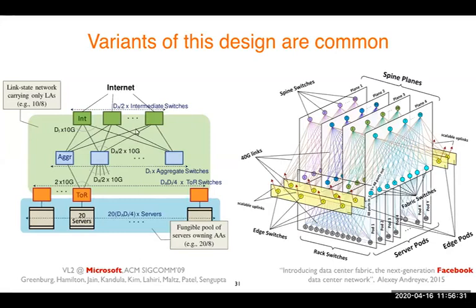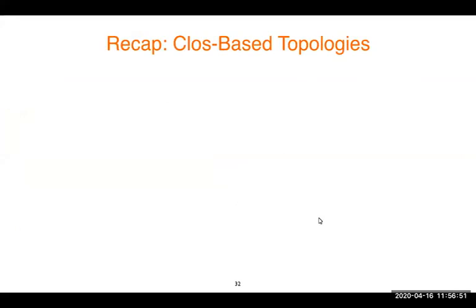These are figures showing, to the left, a design from Microsoft. This was actually Albert Greenberg's work at pretty much the same time, proposing a very similar design. The right is a 2015 paper from Facebook showing how they built their networks. And again, it has basically different variants of the Clos topology. So that's kind of the blueprint or the norm in how people are building data center topologies today.